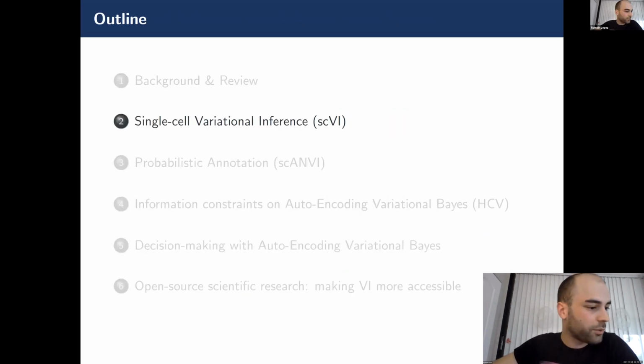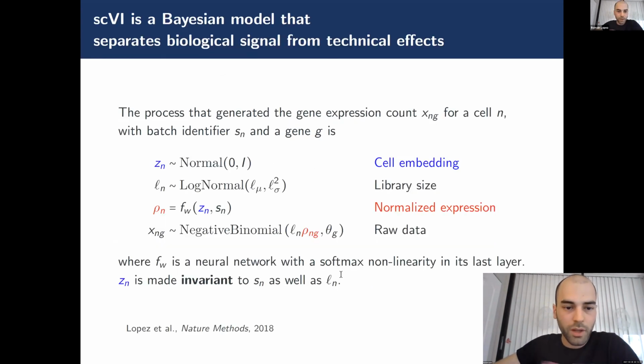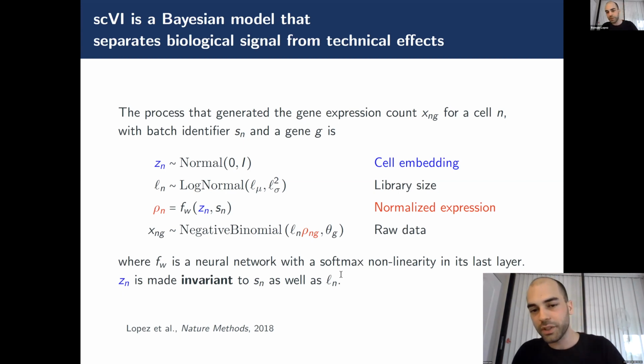So now we can talk about scVI. scVI is basically taking all of the technical effects I talked about before, incorporating them into a graphical model, and that's actually a VAE. So we want to write a generative process, which could also be written with the graphical model as I showed before. The idea is that we have the gene expression counts for a given cell in a given gene. We have the batch identifier, and the generative process is as follows.